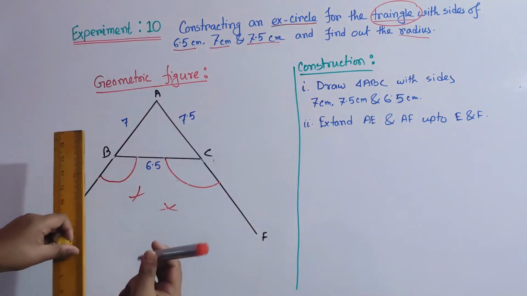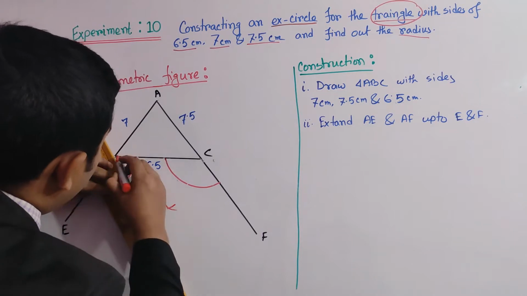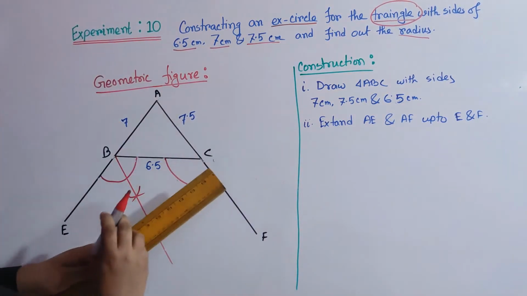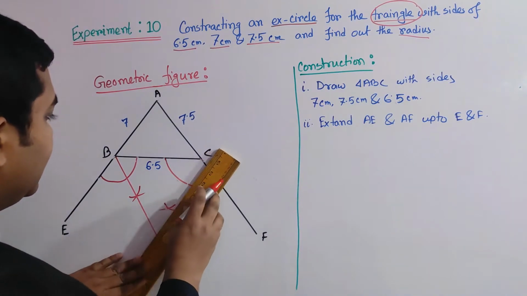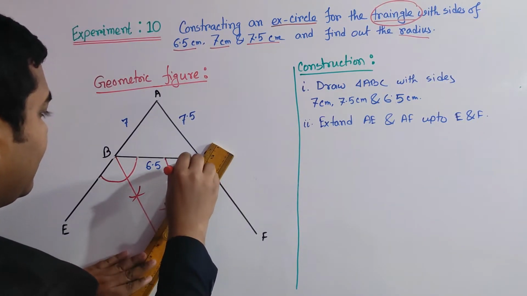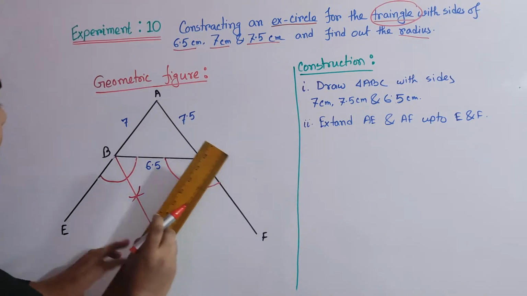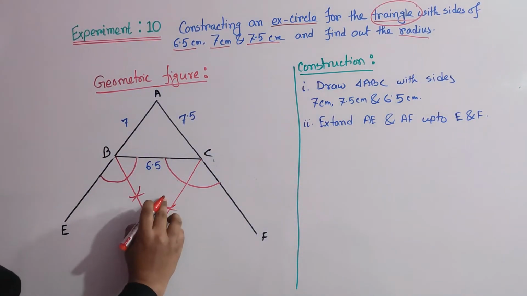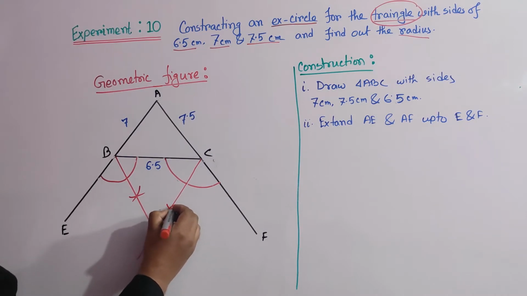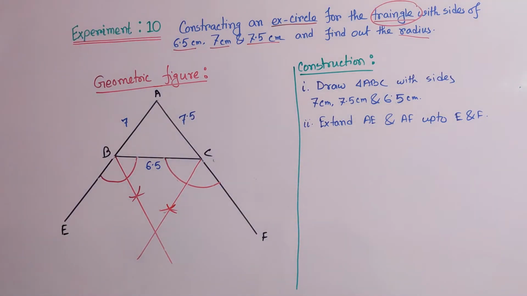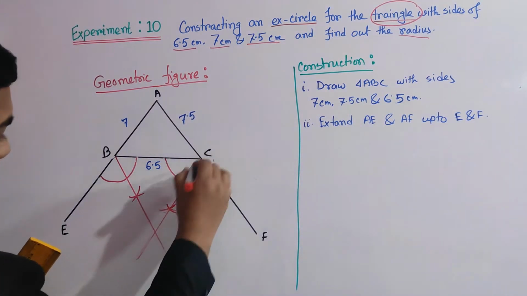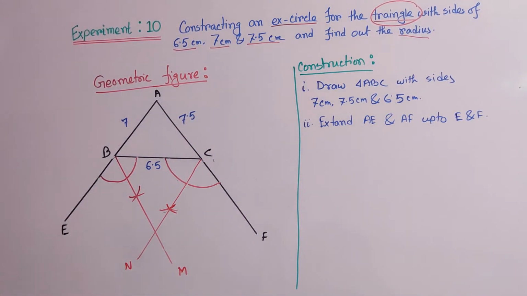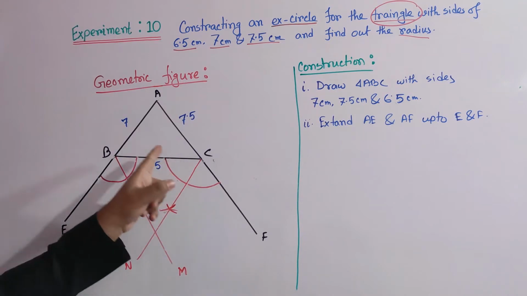If we join these two lines, then what can we find? We can find this line and that line. So which lines have we found? Say for example it is BM and CN. So we can write that BM is the bisector of that angle and CN is the bisector of this angle.